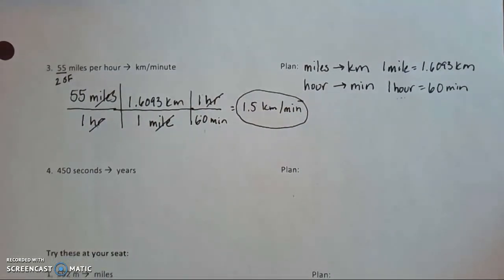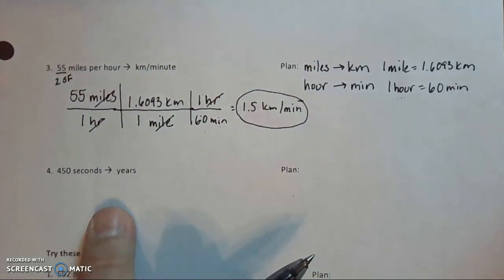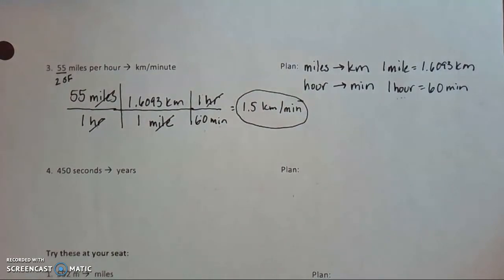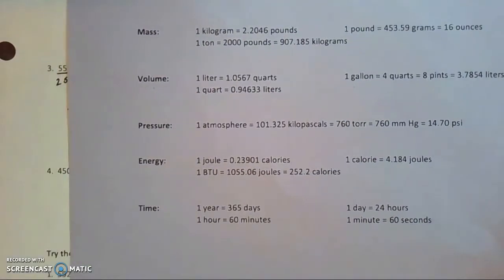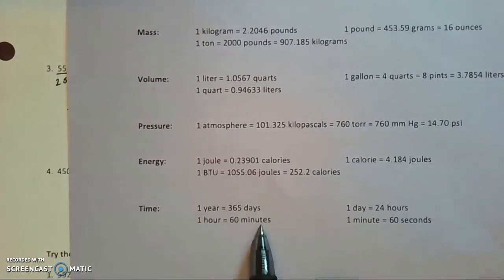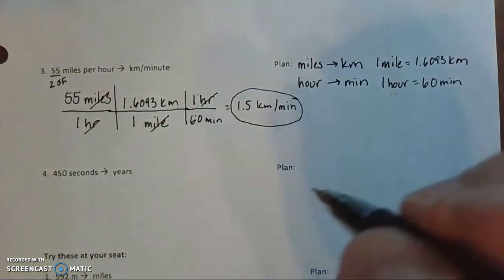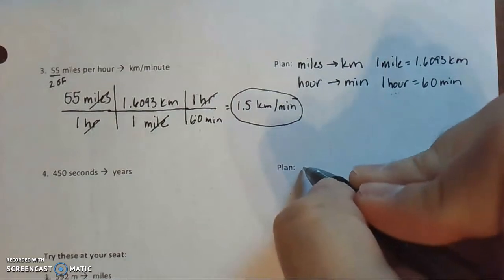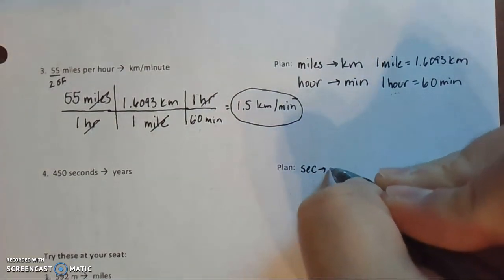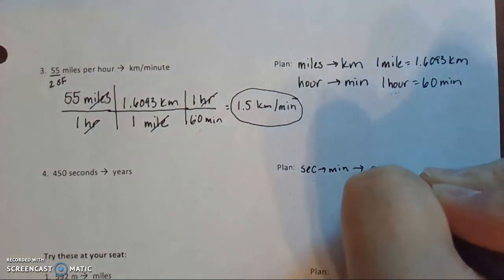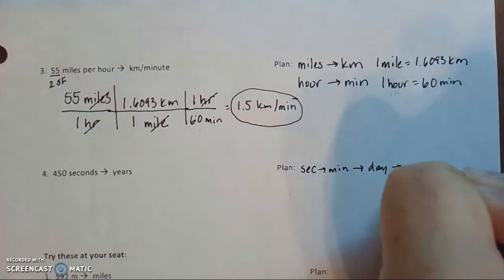Our last example is seconds to years. If we look at our time units here, we do not have anything between seconds and years. We have minutes and seconds, hours and minutes, days and hours, and years and days. So we're going to do a multiple step one. So our plan is going to be to go from seconds to minutes to days to years.